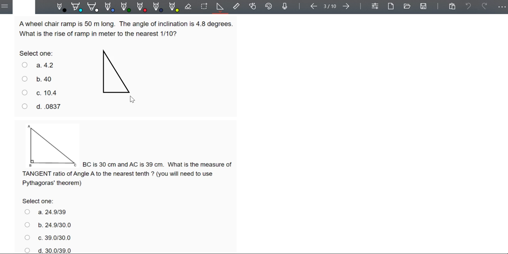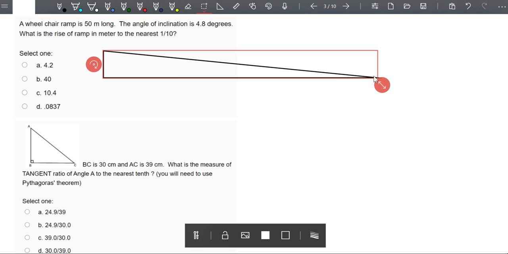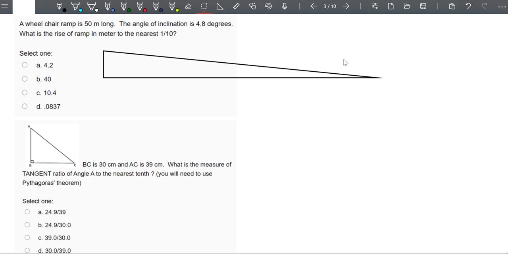So if I'm drawing a wheelchair ramp, I'm probably not drawing it like that. I'm probably drawing something a lot more like, well, this, something that is easy to get up. Before we do any calculation, I'm going to look at my options. If this is 50 meters long, so 50 meters this way, or 50 meters this way, doesn't matter. Well, it does matter a little bit, but how high is this going to rise up?